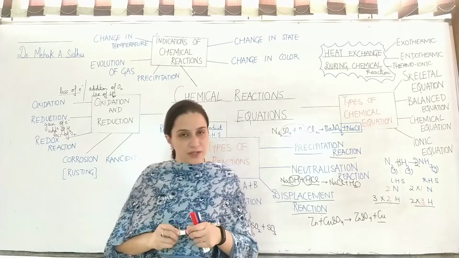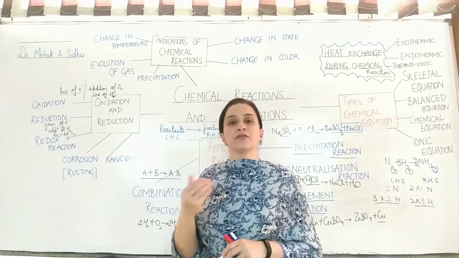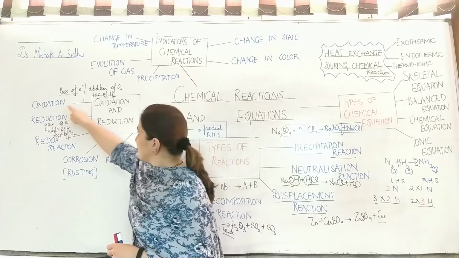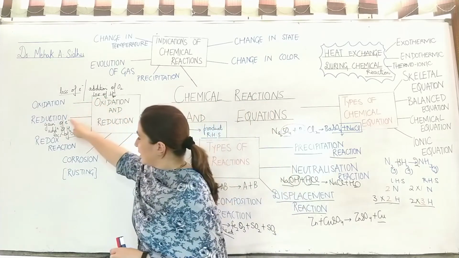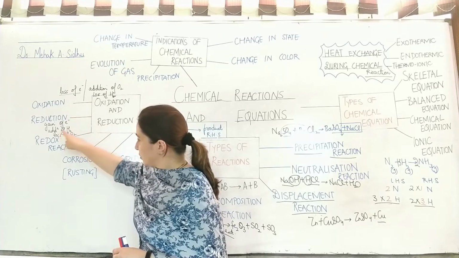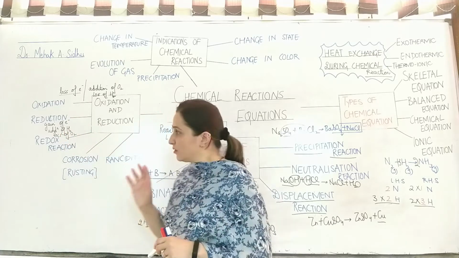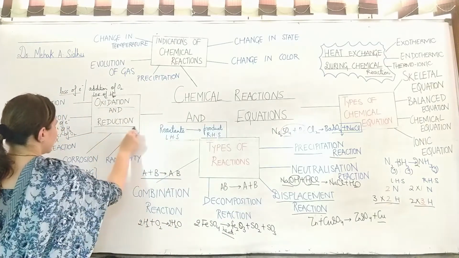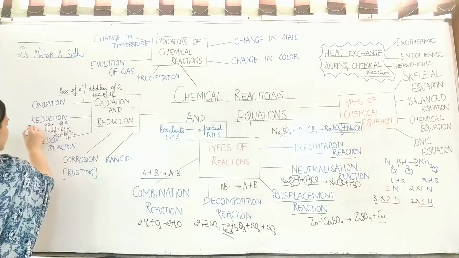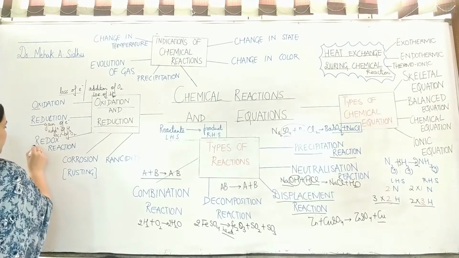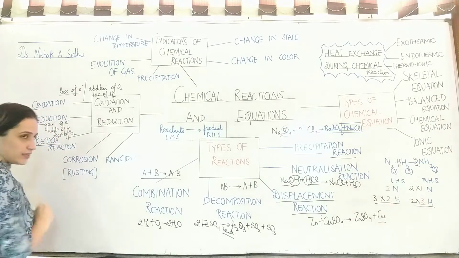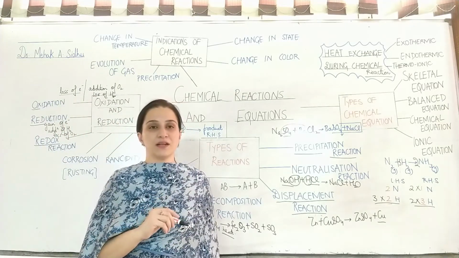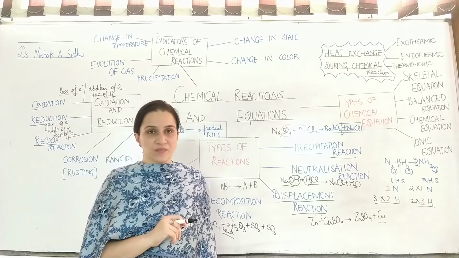In case of oxidation, there is addition of oxygen. In case of reduction, there is removal of oxygen. Or in case of oxidation, there is loss or removal of hydrogen, but in case of reduction, there is addition of hydrogen. When both reactions, oxidation and reduction, occur simultaneously, that is red and ox, they form redox. Redox reactions are those where both oxidation and reduction occur simultaneously, that means at the same time.